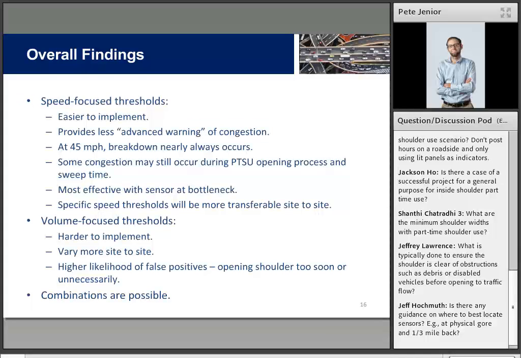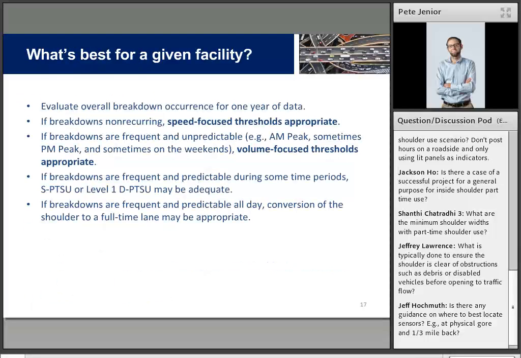Volume-focused thresholds are a little more challenging to implement, and they do have more variability site to site, but they also help get ahead of congestion, so to speak. So what's best for a given facility? It's best to start looking at a full year or more of data. The probability-type graph we had earlier shows the odds that at a given volume you're going to exceed capacity 15 minutes into the future at a certain time of day. There's value in both speed-focused and volume-focused thresholds. It's best to have both. And really, all this analysis can help you understand what level of shoulder use is right for your facility.